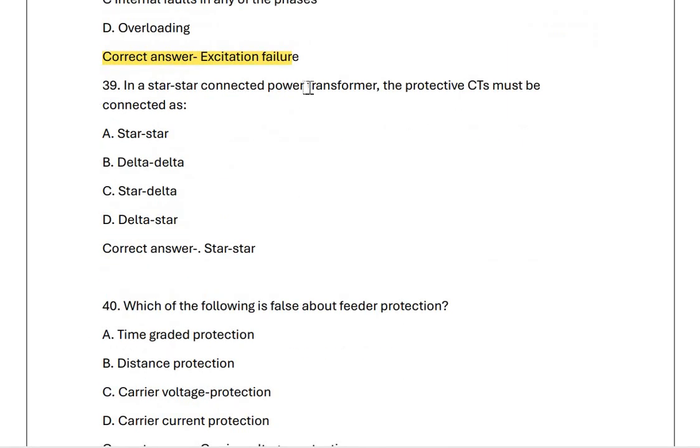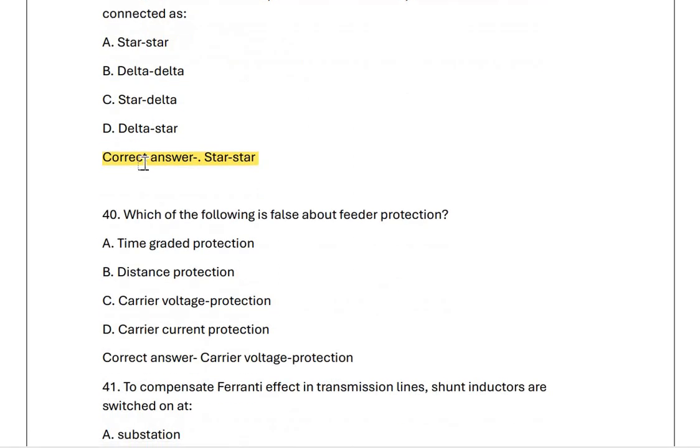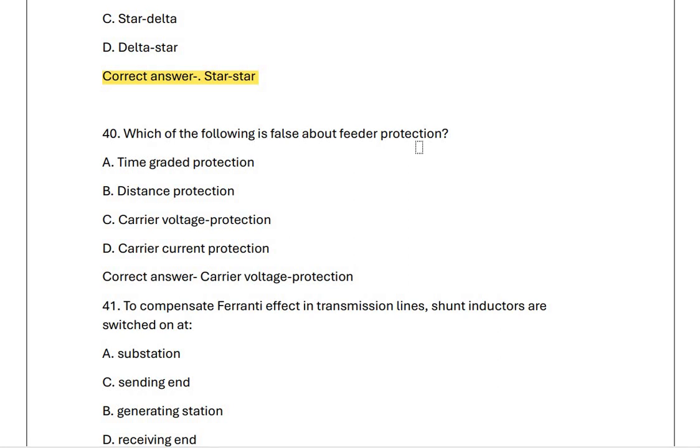39. In a star-star connected power transformer, the protective CTs must be connected as A. Star-star. B. Delta-delta. C. Star-delta. D. Delta-star. Correct answer: star-star. 40. Which of the following is false about feeder protection? A. Time-graded protection. B. Distance protection. C. Carrier voltage protection. D. Carrier current protection. Correct answer: carrier voltage protection.